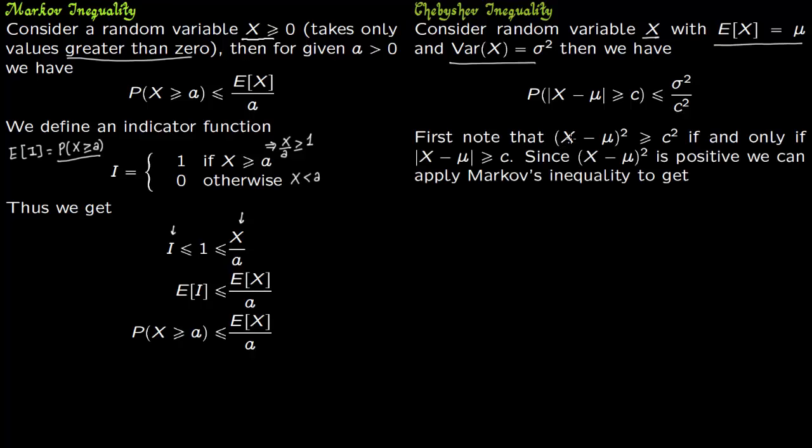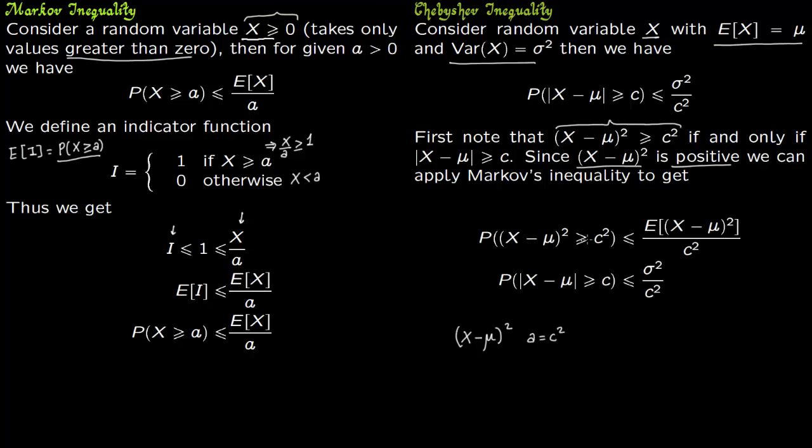First notice that this condition holds, that is, x minus mu square is greater or equal to c square if and only if the absolute value of x minus mu is greater or equal to c. Now since x minus mu square is a positive number, x minus mu square is itself a positive random variable. So now we can apply Markov inequality here. Instead of x, we write another random variable which is x minus mu square, and instead of a, we write c square. So x minus mu square is greater or equal to c square.